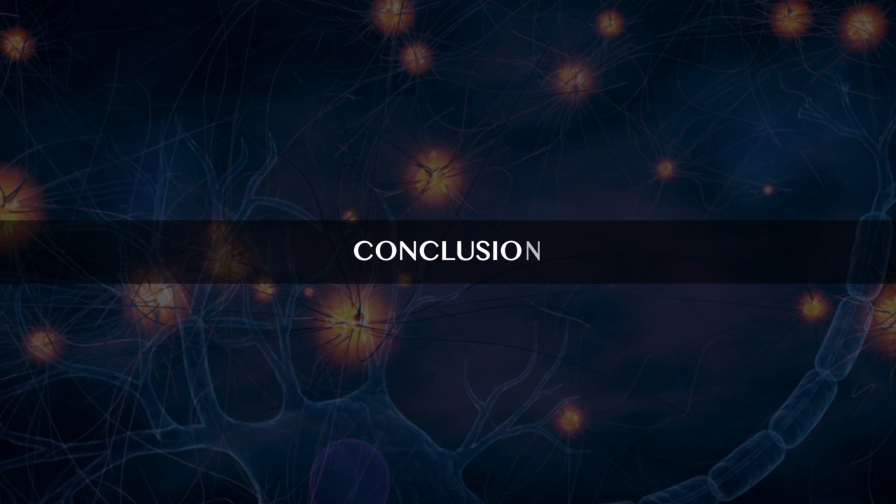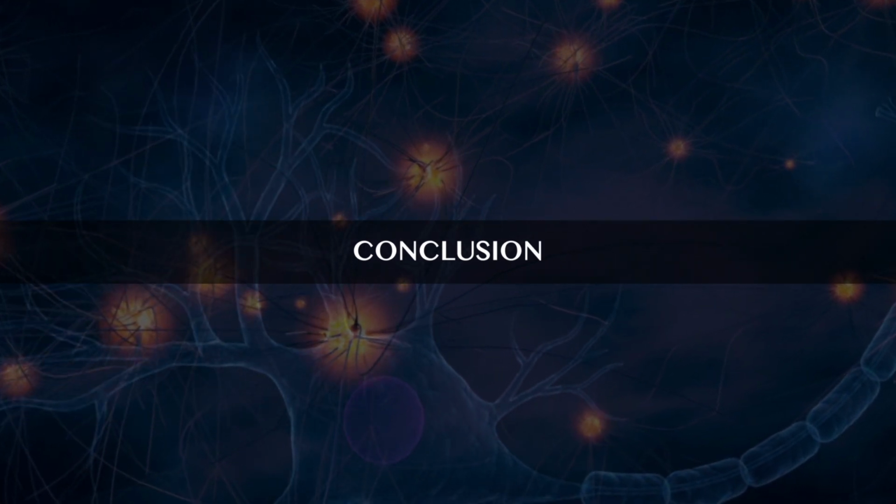Now let us see the conclusion. Signal transmission across chemical synapses involves the release of neurotransmitters from the axon terminal of the presynaptic cell into the synaptic cleft, and their binding to receptors on the postsynaptic membrane results in change in the ion permeability and change in membrane potential of the postsynaptic membrane.